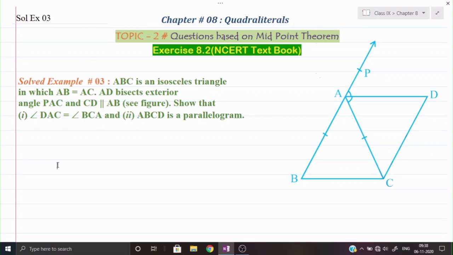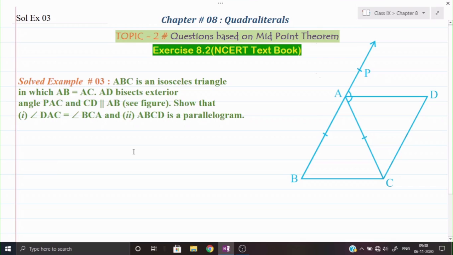You can see that one side of triangle ABC is extended till point P, and from the vertex A they are drawing one line, called AD. But AD is not a simple line. AD is the bisector of angle PAC. This is the angle PAC they are talking about, and this angle is going to be bisected. One more thing is given to us, that CD is parallel to AB.